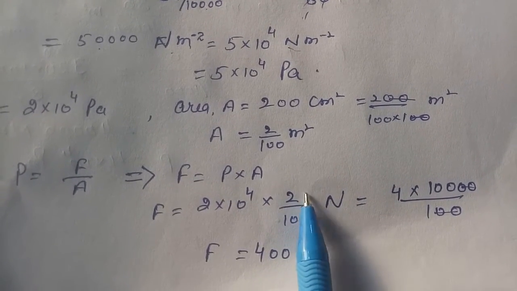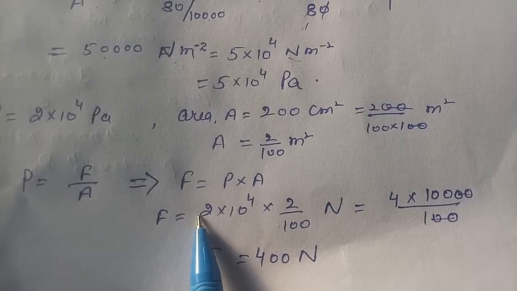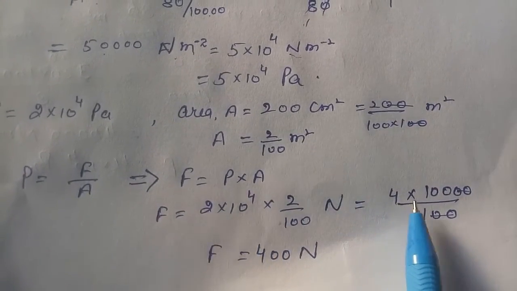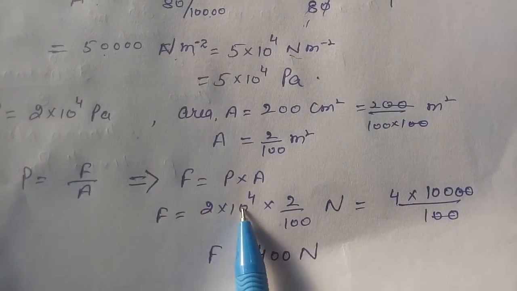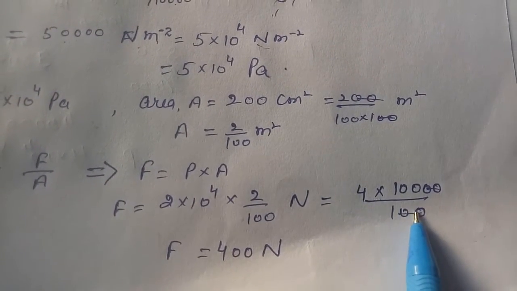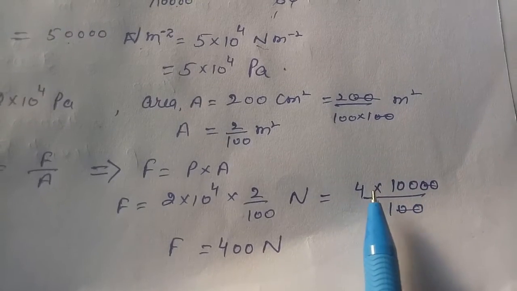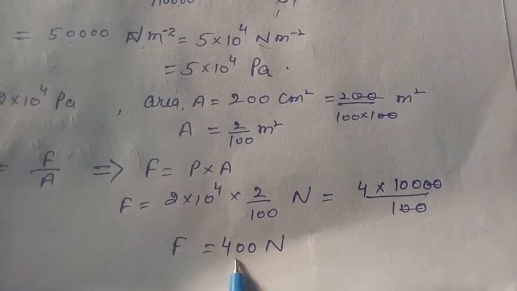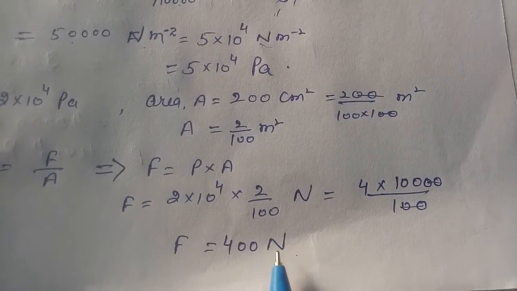So 2 fours are 4 multiply 10 raised to power 4. You can also write it as 10,000. So zeros cancel with the zeros. We have 4 into 100, that is 400 Newton. So Newton is the unit of force.